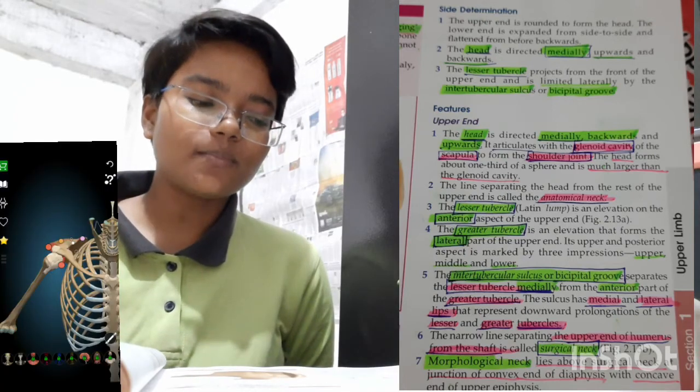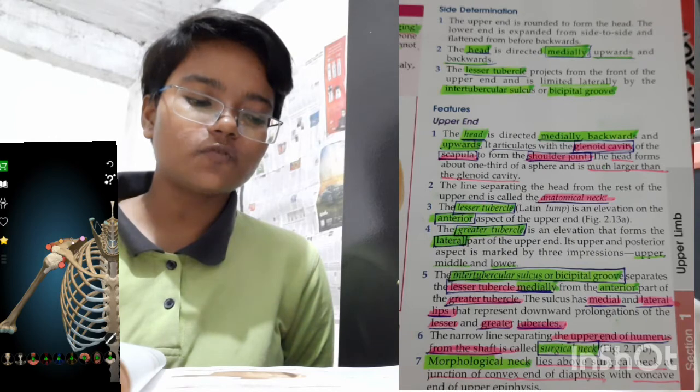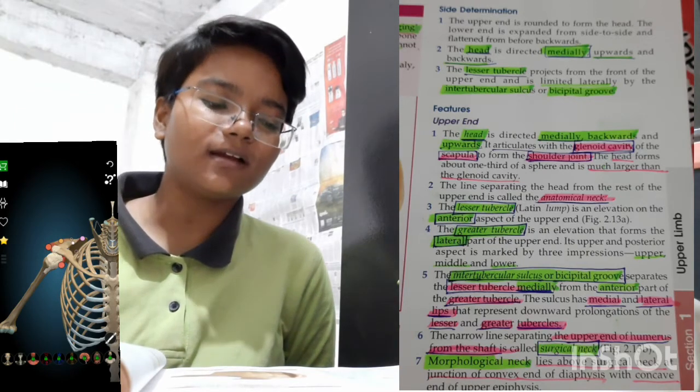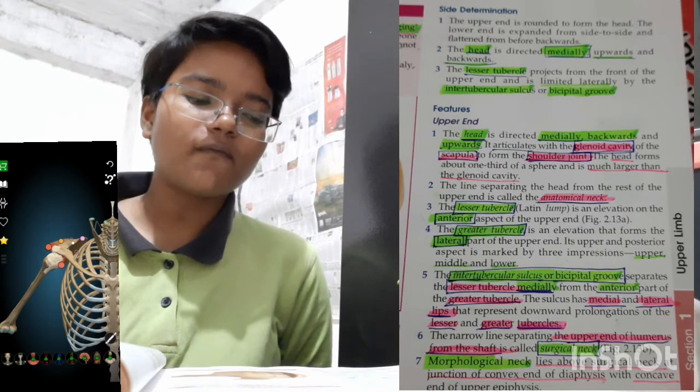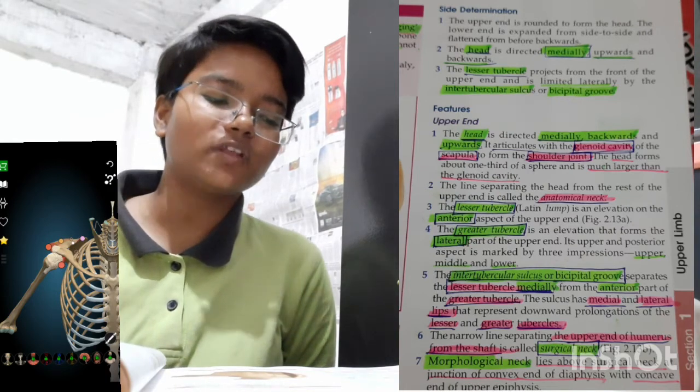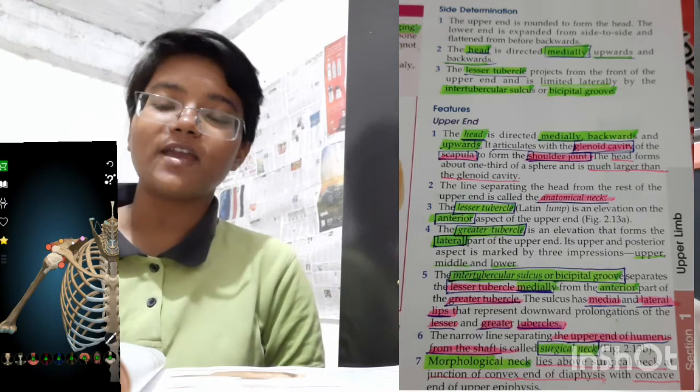The narrow line separating the upper end of the humerus from the shaft is called the surgical neck. Morphological neck lies above the surgical neck at the junction of the convex end of the diaphysis with the concave end of the upper epiphysis.